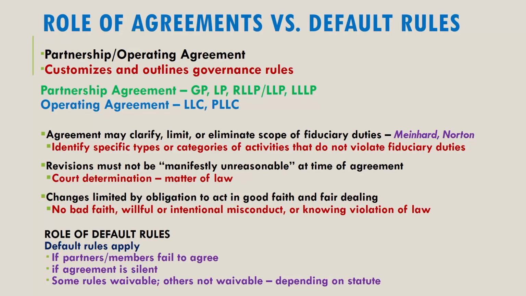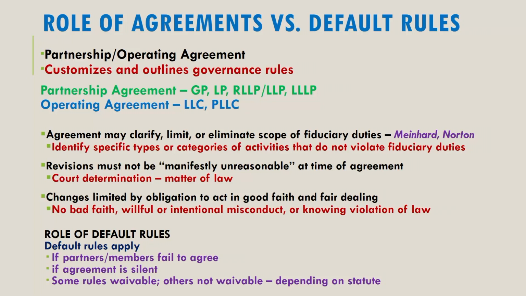The role of agreements versus default rules, this is pretty standard throughout all of them, right? If you've got the partnership agreement, that goes with the general partnership, the limited partnership, the registered limited liability partnership, limited liability partnership, and the triple LP, right? They all have a partnership agreement. The LLC and the PLLC have an operating agreement. When the court has a question, that's the first place they'll look, either at the partnership agreement or the operating agreement.